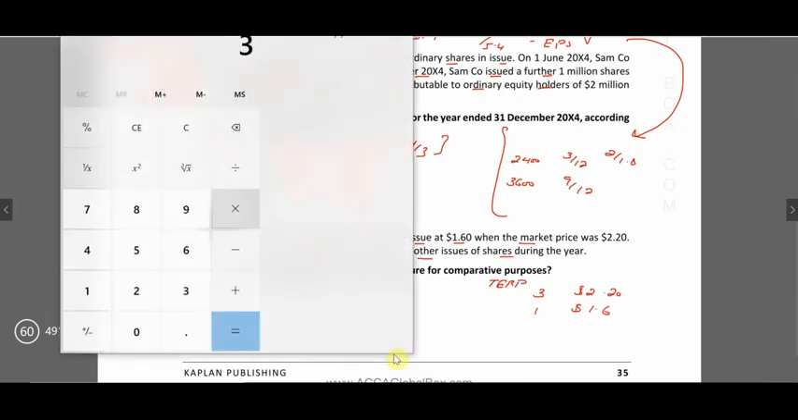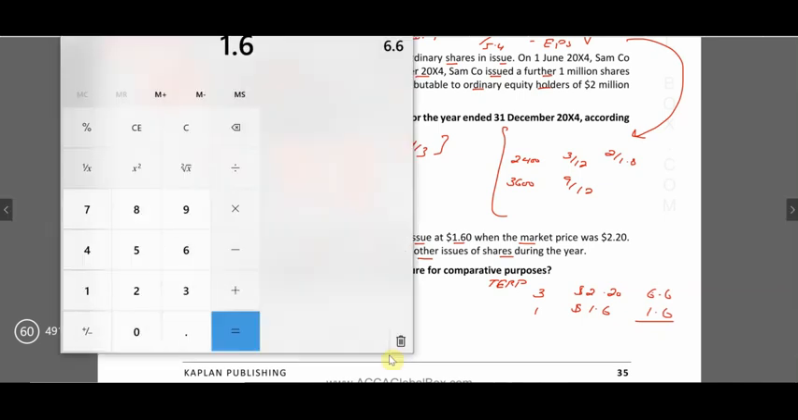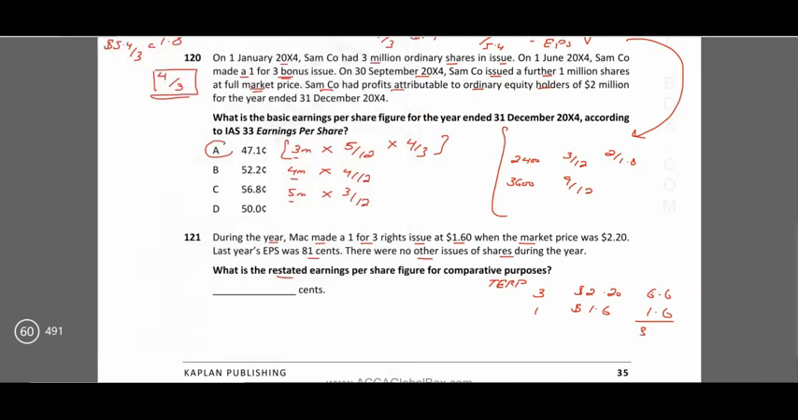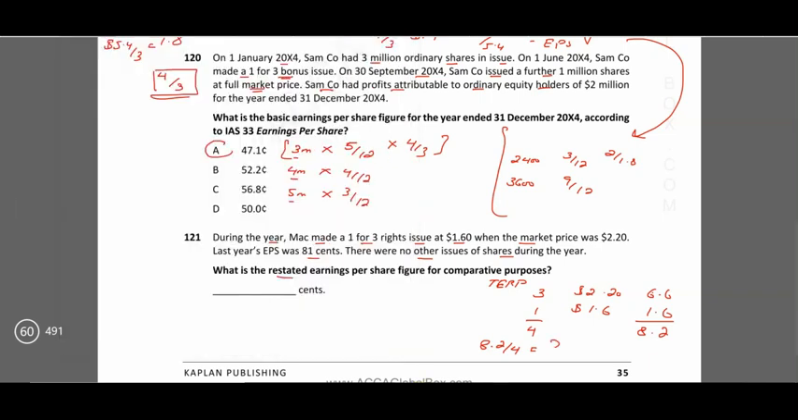3 into 2.2. It gives you 6.6. And then this is 1.6. So 6.6 plus 1.6 gives you 8.2. So 8.2 divided by 4. What do we get? So it's 8.2 divided by 4. We get 2.05. This is the theoretical ex-rights price.